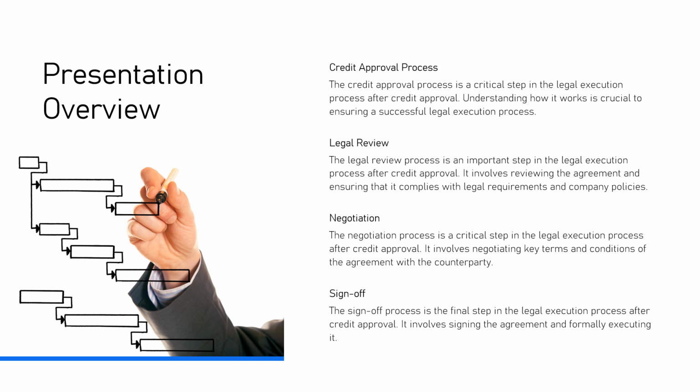Negotiation. The negotiation process is a critical step in the legal execution process after credit approval. It involves negotiating terms and conditions of the agreement with the counterparty. Sign off. The sign off process is the final step in the legal execution process after credit approval. It involves signing the agreement and formally executing it.